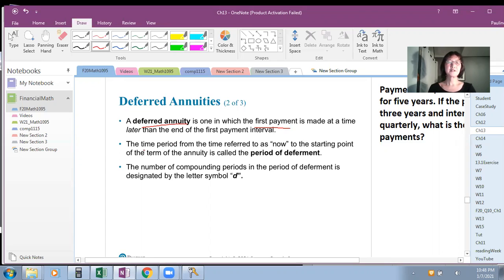The time period from time referred to as now to the starting point of the term of the annuity is called the period of deferment. In the example of your OSAP, 6 months is the period of deferment. The number of compounding periods in the period of deferment is designated by the letter D.